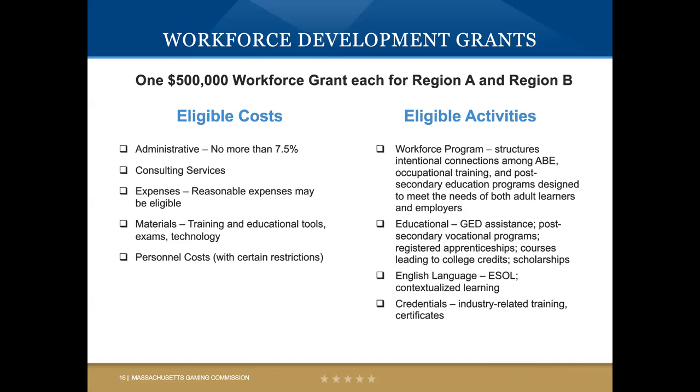Some costs and activities are listed on this slide that we have traditionally approved. A reminder that administrative costs included in the budget cannot be more than 7.5%, but consulting services, reasonable expenses to the program, materials, training tools, exams, technology, books, last year tools and materials included MiFis because of the changes during the pandemic with students needing to be online. Personnel costs with certain restrictions have been approved. In general, what people think of for workforce tends to be the adult basic education, the GED assistance, and programs of that nature. Those are certainly a key part of the workforce applicants we've received in the past.